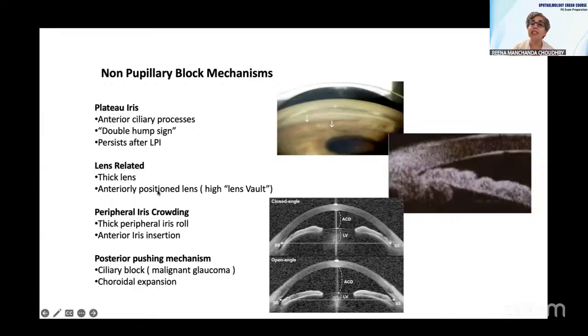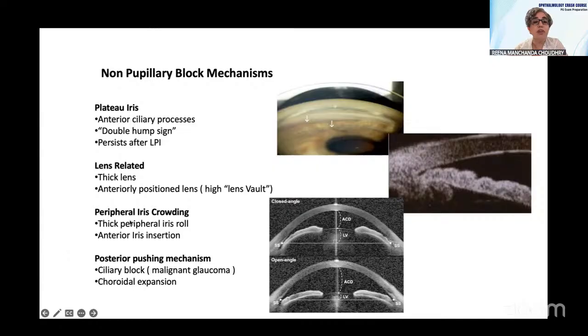And also some of these lenses might not be so thick, but they might be anteriorly positioned. And that's the reason why measurement of lens vault, like you can see in this anterior segment ASOCT image, the lens vault, which is measured if you draw a line between scleral spur to scleral spur, and you measure the entire lens above that, that's your lens vault. And if the lens vault is high, you also know that that is another mechanism that is at play, which is the cause of the angle closure in this eye.